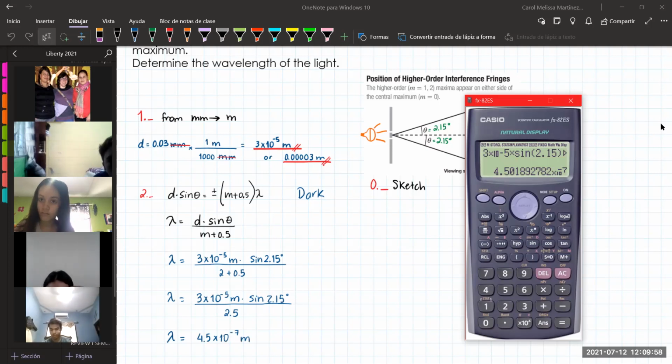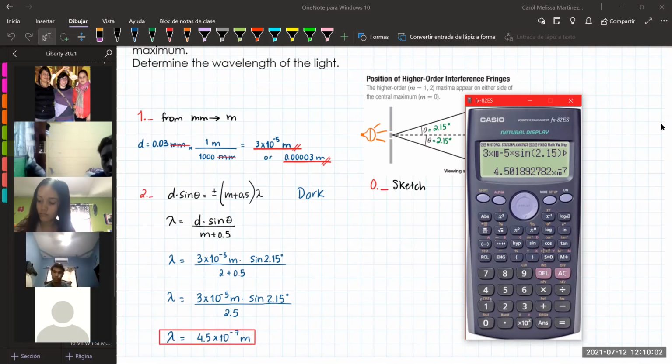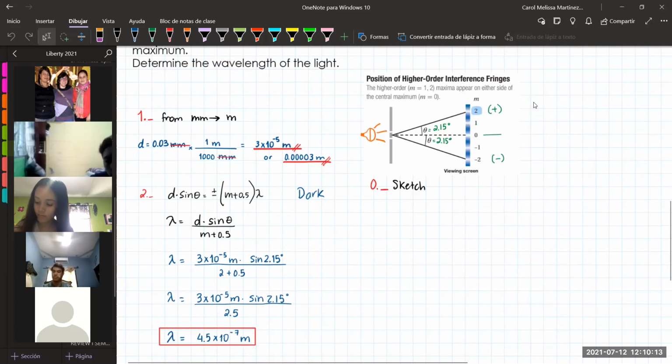Did you get the same answer as me? Yes. Okay, that's good. Now, the sketch for this problem is slightly different because the angle is not to the bright zone but to the dark zone. That will be the angle here. That will be like the difference.